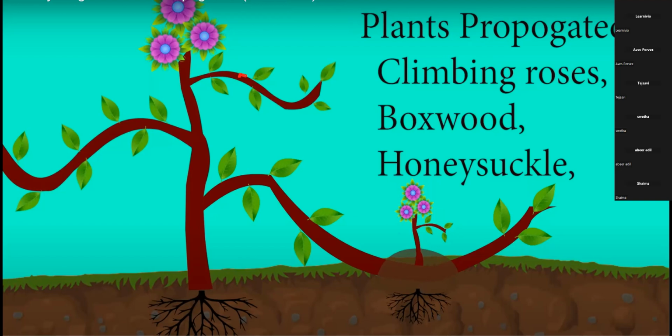So let me show you how air layering is done. Layering is done in two ways. One is air layering, another one is ground layering. Okay, got it? Yes, sir. So let me show you air layering.